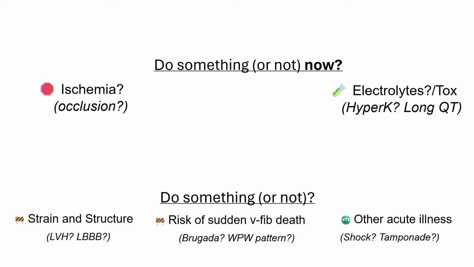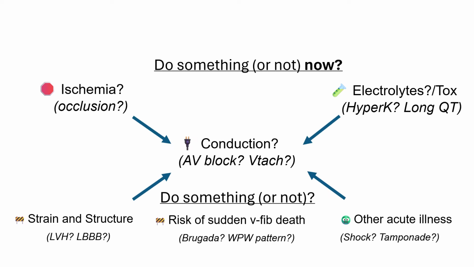But the time has come to deal with the one thing that all of these other problem categories can manifest as: conduction issues. I'm using conduction issues to refer to instances where atrial signals are not conducted by the AV node, the ventricles, or both.